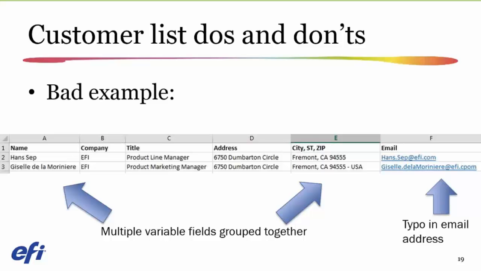Here's an example of a customer list that needs some TLC. The first and last names are grouped in the same column, so this means that if I wanted to address a mail piece to Hans by his first name only, I wouldn't be able to do that as the list stands right now. Also, the city, state, and zip are grouped in a single column, so I couldn't sort by zip code and receive potential postage discounts, as I mentioned on the previous slide. Finally, there's a typo in my email address, which means that if this was a cross-media campaign with an email component, that email would bounce.